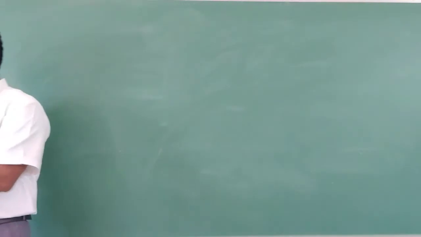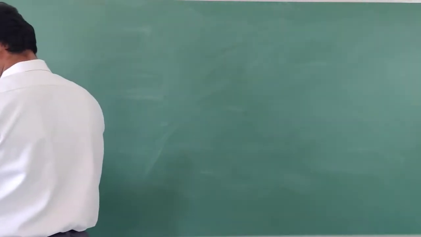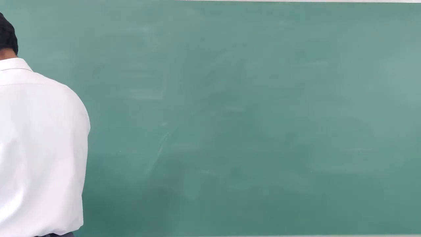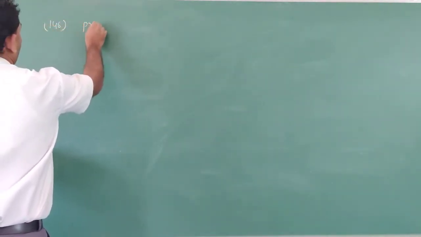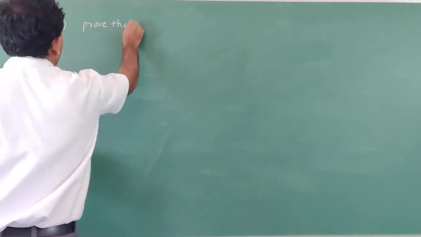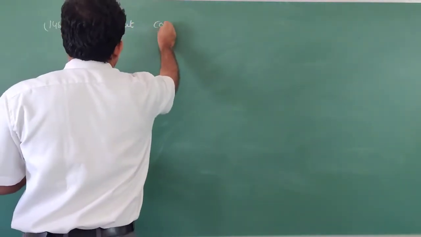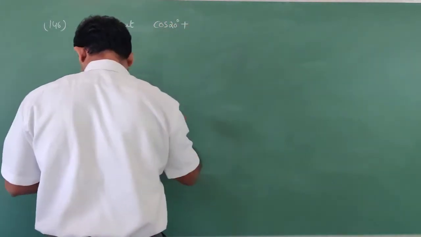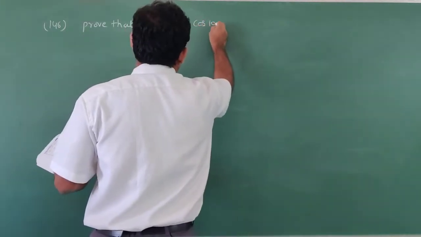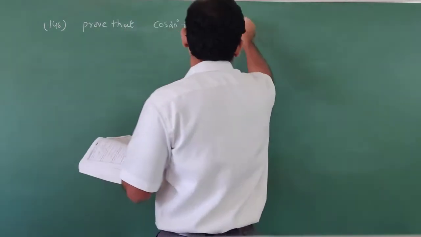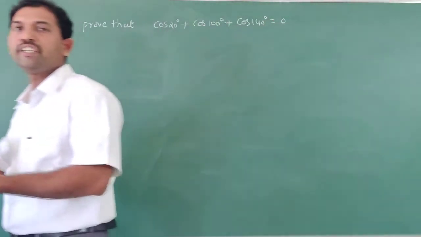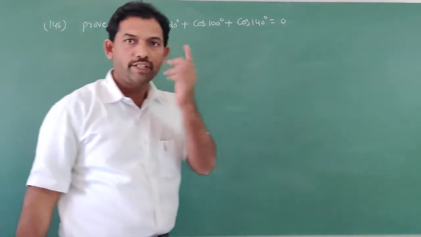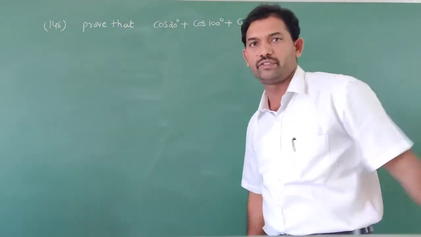Next one, 146. Using transformation formulas, prove that cos 20 degrees plus cos 100 degrees plus cos 140 degrees equal to 0. We are going to prove this using transformation formulas.